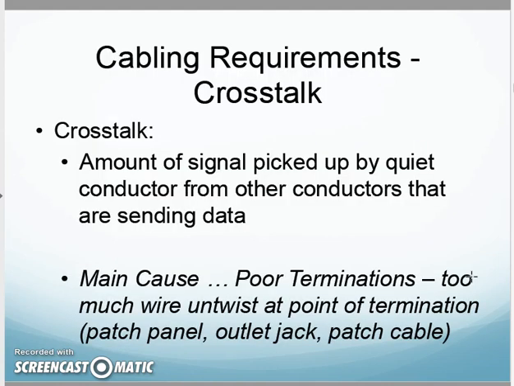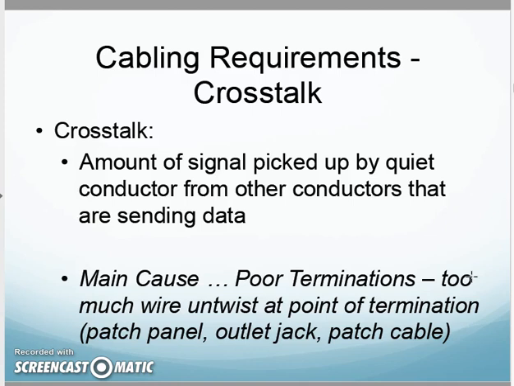The last term they mention out here is crosstalk, which hopefully you remember again from 120. And this is the amount of signal picked up by a quiet conductor. Okay, so if I have an orange pair in there and a blue pair in there, crosstalk would be some of the orange signal bleeding over to the blue pair. And that signal bleeding from the orange pair to the blue pair is crosstalk. That's what they're getting at.